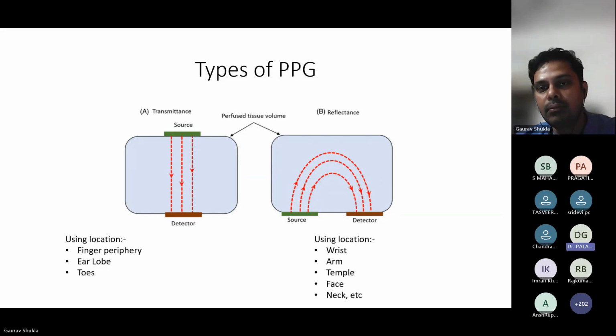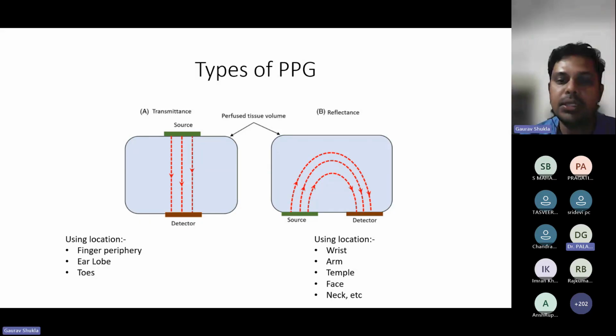Reflectance type also can be used in various other regions and various other forms. Like there could be a remote kind of reflectance PPG, which could be used on the face or neck, etc. There are certain other ways.